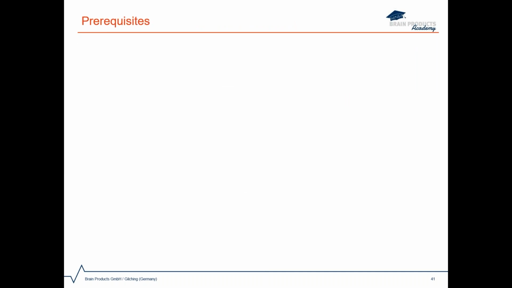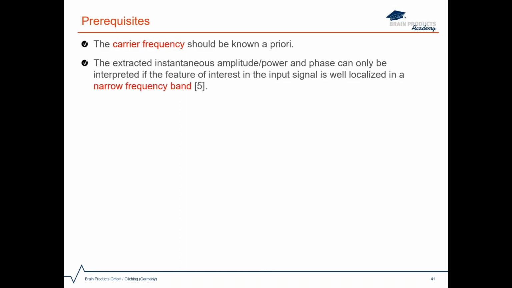There are prerequisites that we might need to take into consideration when performing complex demodulation. First, the carrier frequency should be known a priori. Ideally, it should be the center frequency of the band of interest. Please note that the extracted instantaneous amplitude or power and phase can only be interpreted if the feature of interest in the input signal is well localized in a narrow band frequency. Let me show you what it means.